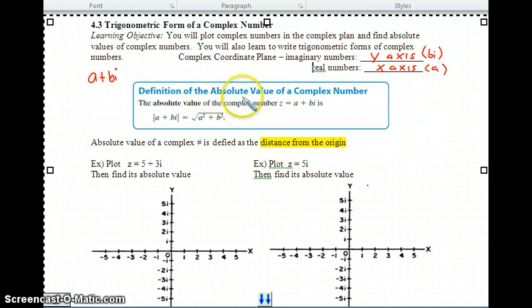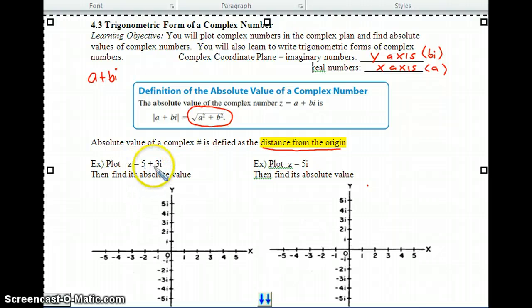We're going to talk about the absolute value of a complex number, and all that the absolute value of a complex number is, is the distance that this number is from the origin. This definition up here will make sense once I show you with an example. So let me actually show you the example, and we'll go back to this in just a moment.